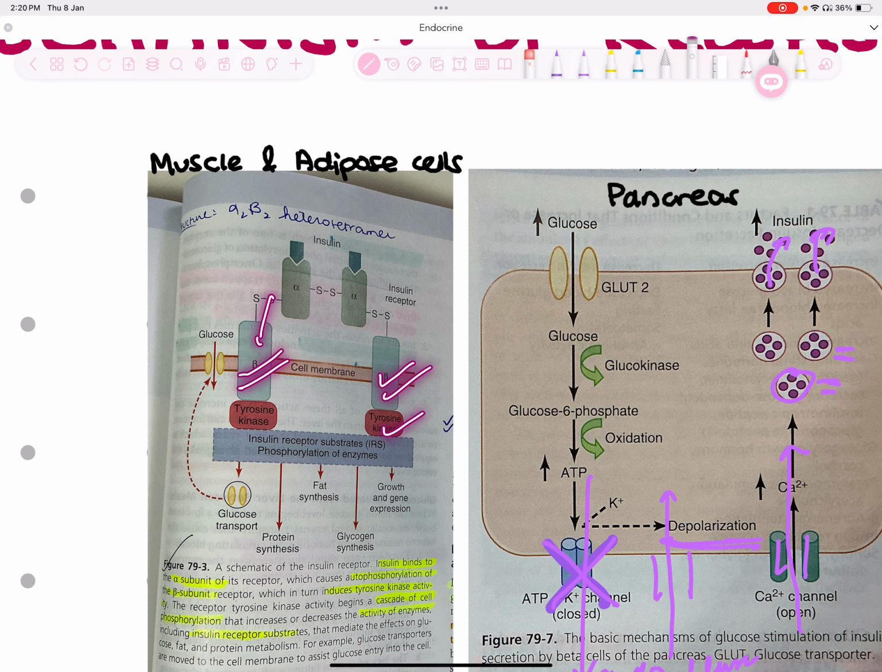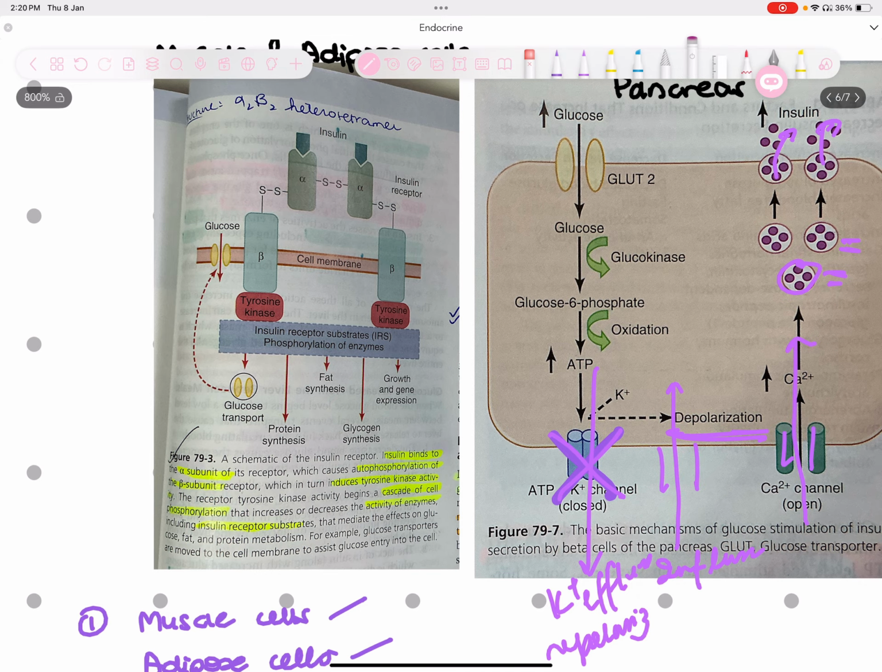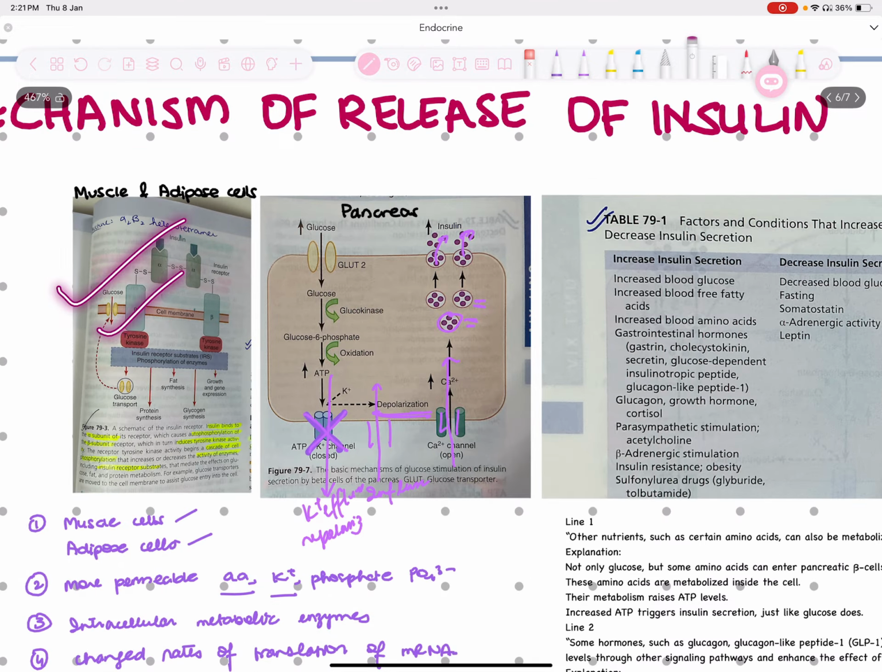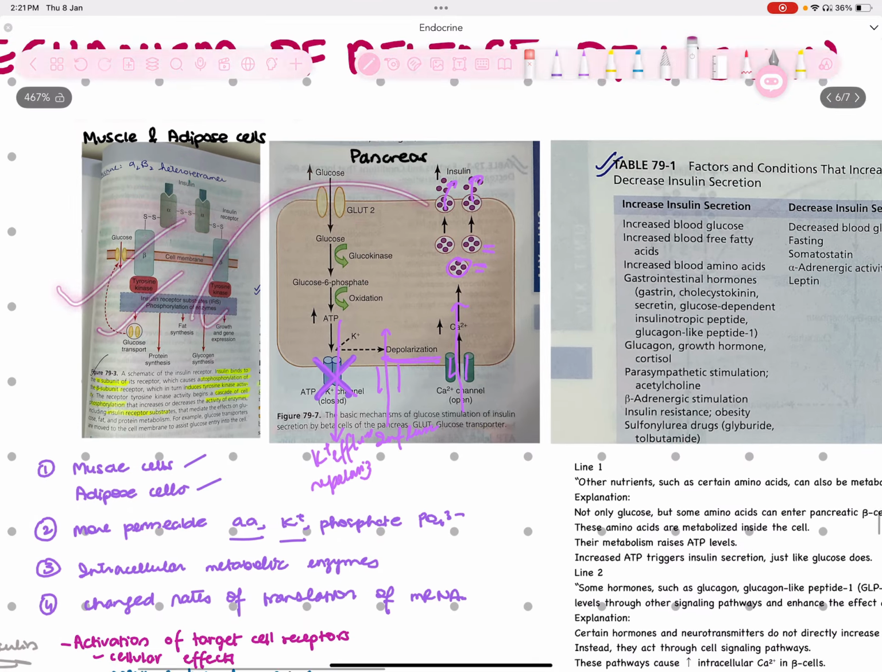This will activate the tyrosine kinase, which will cause the phosphorylation of insulin receptor substrates, which are the intracellular receptors. And they are going to mediate the effects of protein metabolism, glucose metabolism, fat metabolism, and also these vesicles will be forced to translocate, and the GLUTs will be released and integrated into the membrane. So yes, this is the effect of the insulin, what happens afterwards, and the intracellular effects.